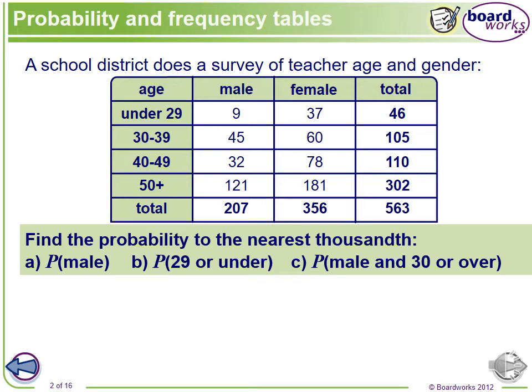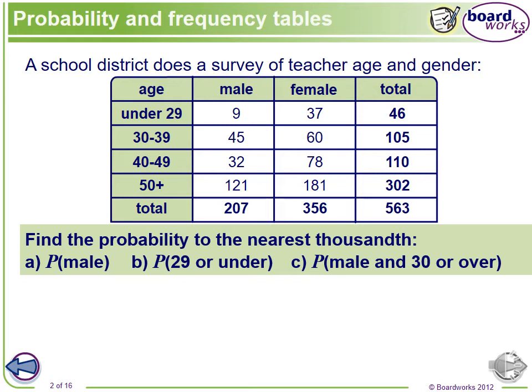So let's keep on going. Finding the probability to the nearest thousand. Okay, so to the nearest thousand. So for A, they ask you the P male. The P male basically, let's review it again, basically means the probability of the male. So how many male teachers in this school district?